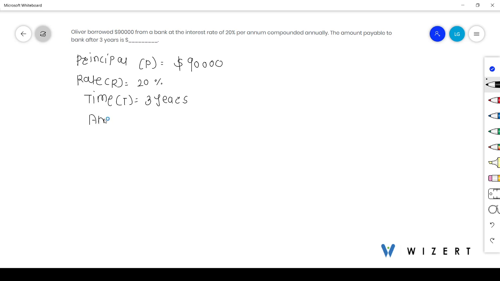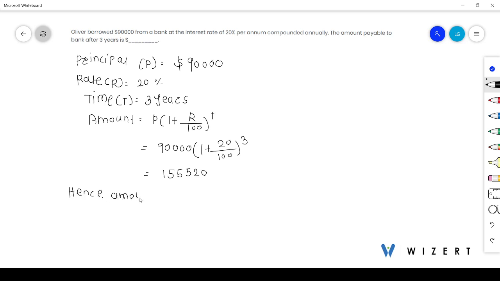So by using the formula, we can calculate amount as P into 1 plus R by 100 to the power T. So it is 90,000 into 1 plus R is 20 divided by 100 to the power T means 3. So after calculating this, we get $155,520.